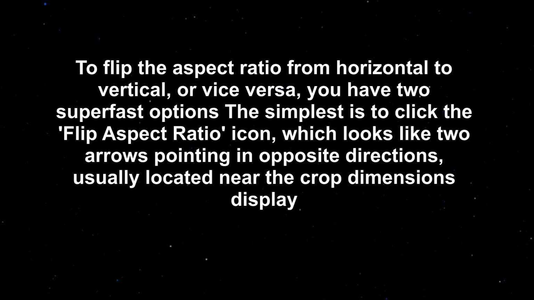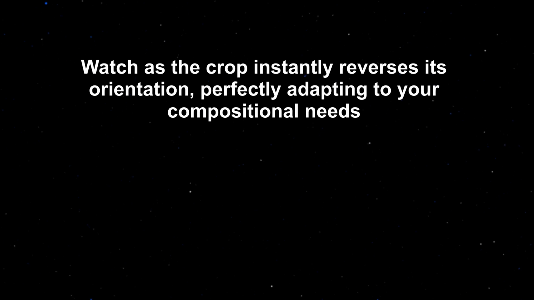To flip the aspect ratio from horizontal to vertical, or vice versa, you have two super fast options. The simplest is to click the flip aspect ratio icon, which looks like two arrows pointing in opposite directions, usually located near the crop dimensions display. Watch as the crop instantly reverses its orientation, perfectly adapting to your compositional needs.